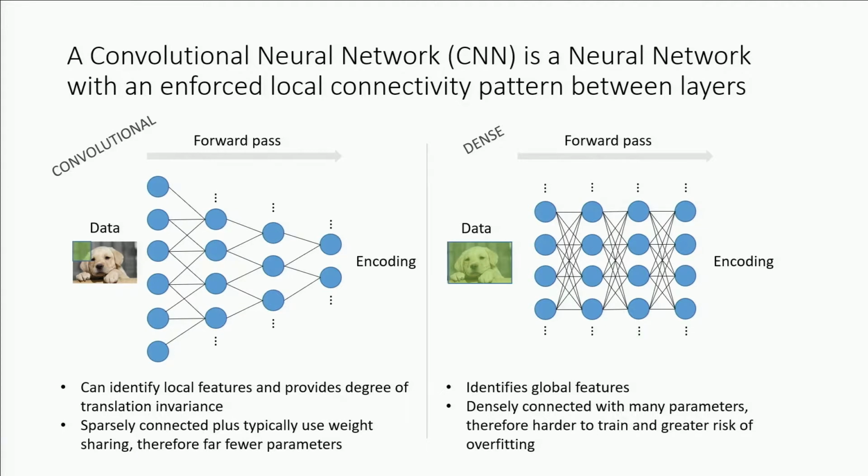The second thing is that it's not only sparsely connected, but we typically share weights. What I mean by sharing weights is that, in some sense, the same filter can be applied to many parts of the image. And so we essentially have far fewer parameters than we would in a global, densely connected network. And this means computationally it's easy to train, and also we have a lower risk of overfitting.